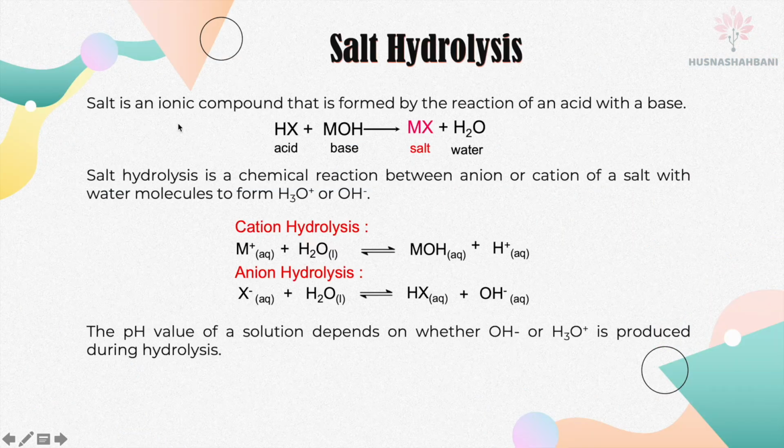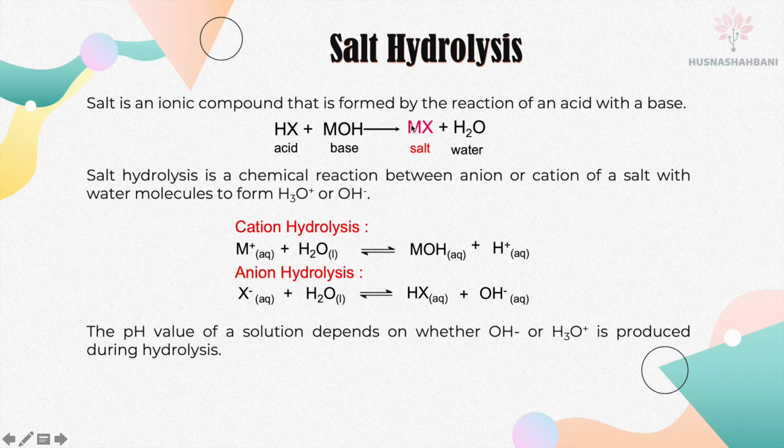Hydrolysis. Salt is an ionic compound that is formed by the reaction of an acid with a base. For example, acid HX reacts with base MOH, where M is a metal, to produce salt and water. So salt hydrolysis is a chemical reaction between the anion or cation of a salt and water. So we have the formation of salt here.